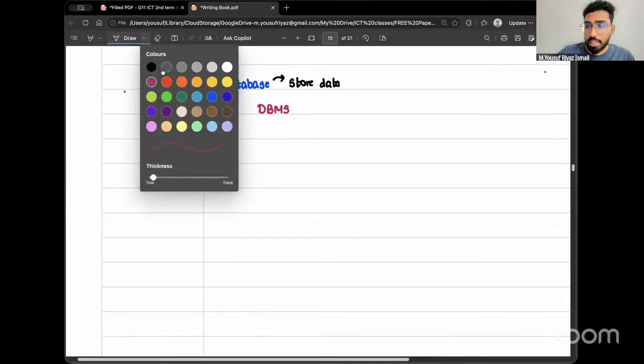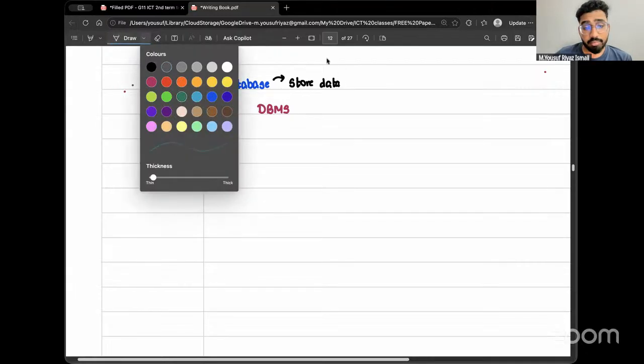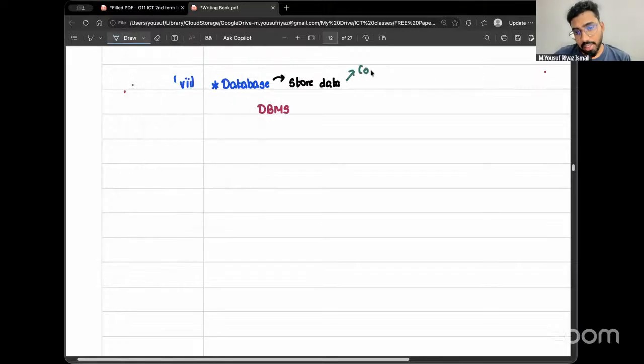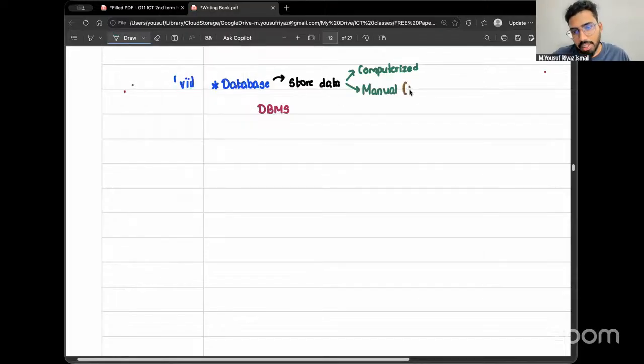Now, to create and manage a database, you can basically store data in two forms. One is a computerized way, where you use a computer and store the data on the computer. And the other is without using a computer, and that is what we call a manual database. Generally, in a manual database, the data is stored on papers. That's how a manual database works.